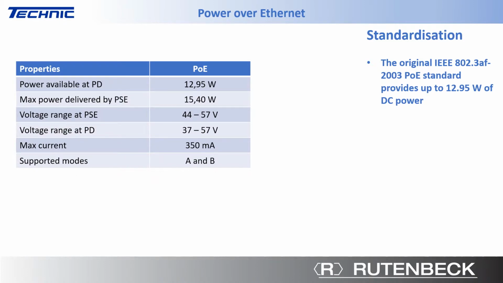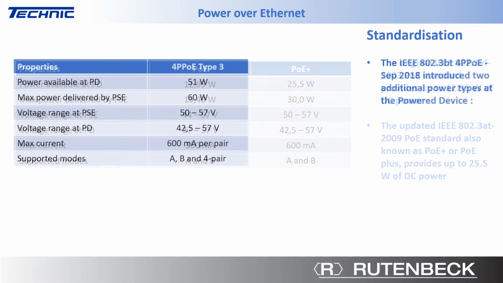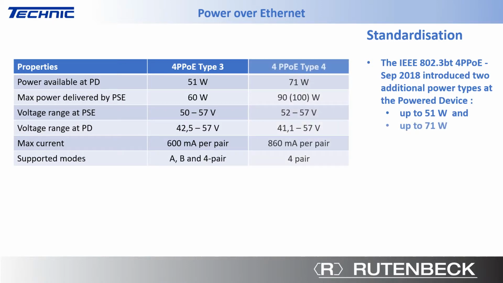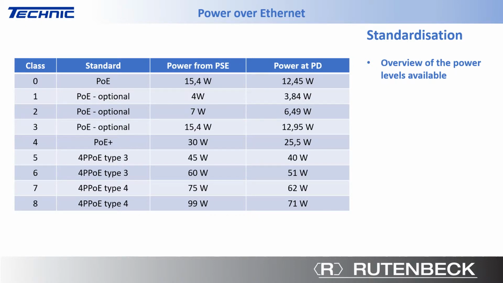The original Power over Ethernet standard provides up to 12.95 Watt of DC power. The updated Power over Ethernet Plus standard provides up to 25.5 Watt of DC power. The Power over Ethernet standard for 4 pairs introduces 2 additional power types for the powered device, up to 51 Watt and up to 71 Watt. Here follows an overview of the power levels available.